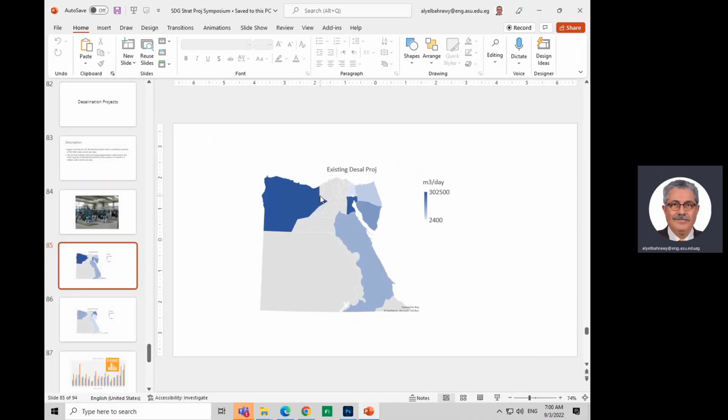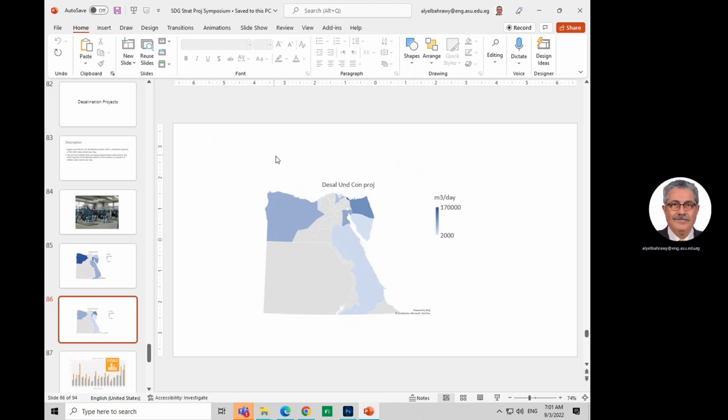And again, this map shows that most of the existing desalination projects are located in Matruh Governorate and even in Suez Governorate, with production of 286,000 in Suez Governorate, and the number here is 302,000. But when we go to the projects under construction, the attention is here, about in Port Said Governorate. It will produce 170,000 cubic meters per day, and the smallest here is in the Dakahliya Governorate because it is on the Mediterranean Sea. The production is 40,000 in the new Mansoura project.